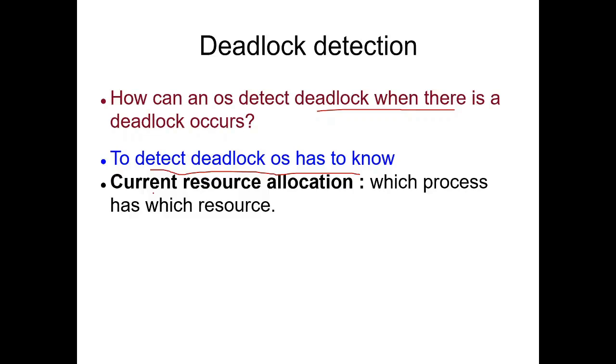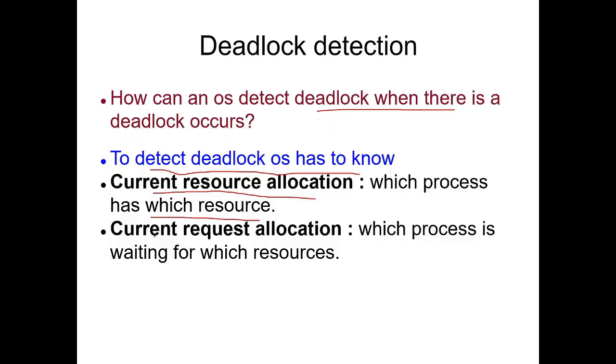So the operating system has to know the current resource allocation, which process has which resource. The operating system must have the knowledge about which resource is with which process. As we have seen, there are 5 philosophers and 5 chopsticks. Then currently the chopstick is with whom, with philosopher 1 or 2 or 3? That means which process has which resource. This knowledge the operating system must have.